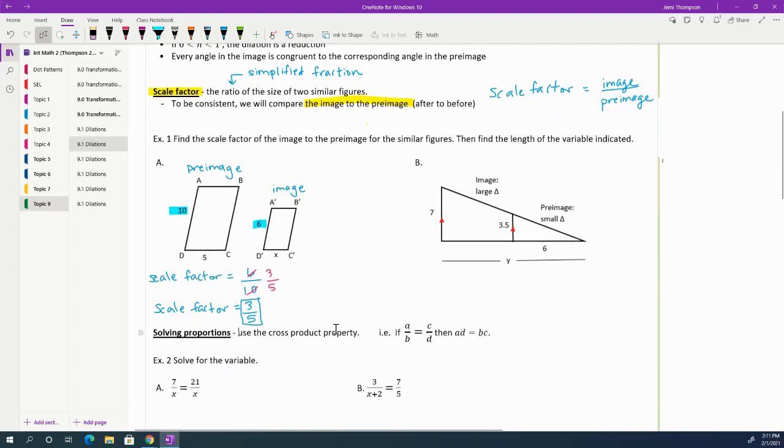Now for the next part of this, we're actually going to use this note below when it talks about solving proportions using the cross product property. So throwing it back a ways here. You may remember when I have a fraction equals a fraction, we call that a proportion. And to solve it, I crisscross multiply. So A times D equals B times C, right? I'm going to use that, but I have to set up my own proportion. So I'm going to have a fraction equals a fraction.